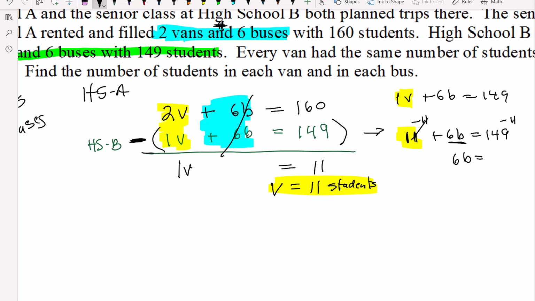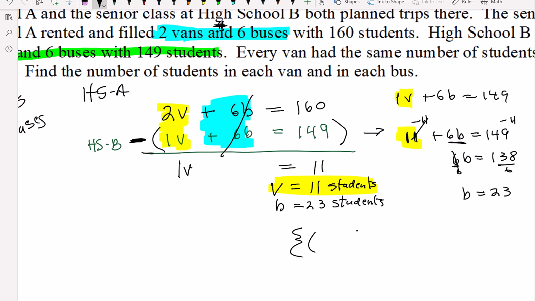Let's see, 138. And then last step, the inverse of multiplying is dividing. Looks like the buses will carry 23 students. Well, and then you'd have to spell it correctly, meaning I would have to spell it correctly.